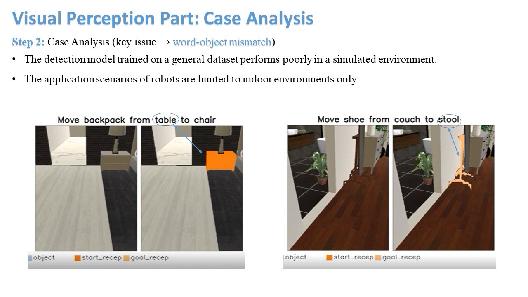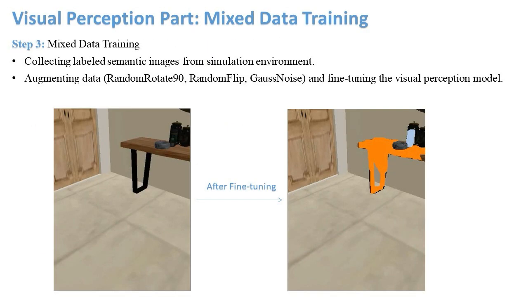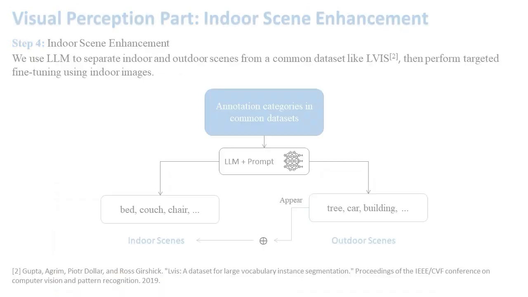Considering the robot tasks are limited to indoor environments, we propose 2 targeted approaches to enhance the capability of the baseline model. Firstly, we employed a mixed data training approach by combining simulator images with real images to enhance the model's domain adaptation capability. Additionally, we used various data augmentation techniques to prevent overfitting to the simulated environment.